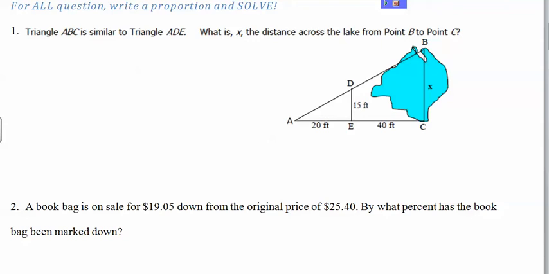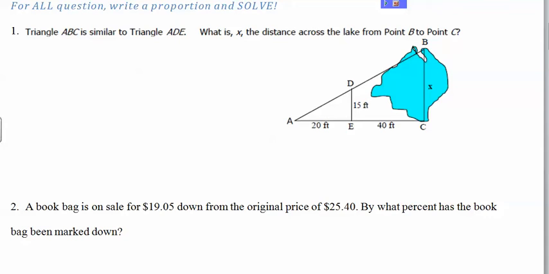So here we've got triangle ABC is similar to triangle ADE. What is X, the distance across the lake from point B to point C? Now, the thing about similar triangles is that when triangles are similar, you can write a proportion that relates the sides of one triangle to the sides of another triangle.